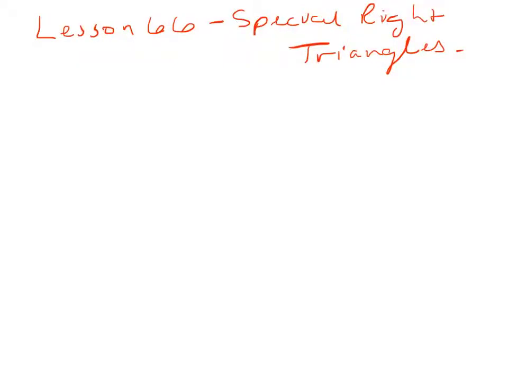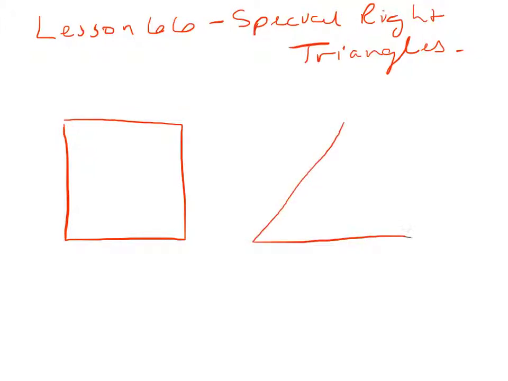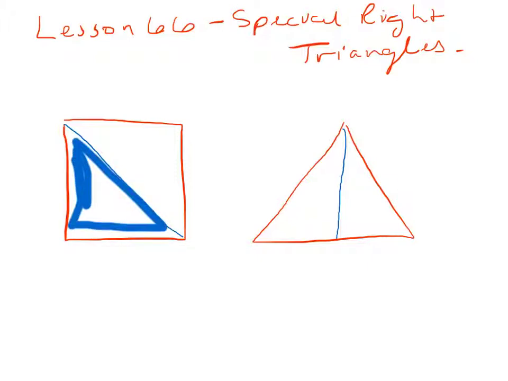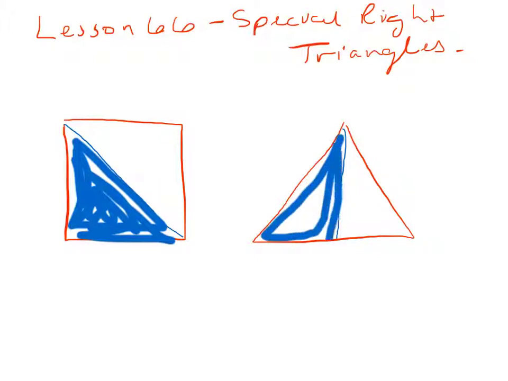All right, 8th graders, lesson 66, special right triangles. So, one, we're going to look at a triangle in a square, and the other we're going to look at a triangle in an equilateral triangle. So, if I divided that way there, and I divided that in half that way, this is the half that we'd be talking about over here, and we could color in this half over here.